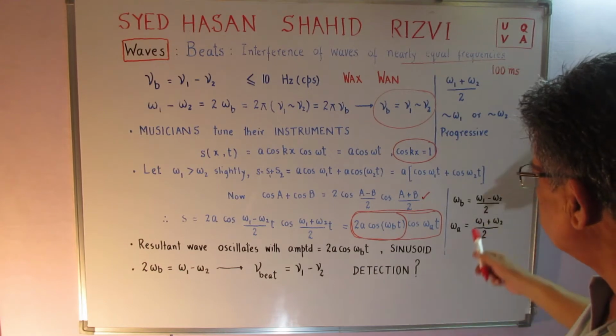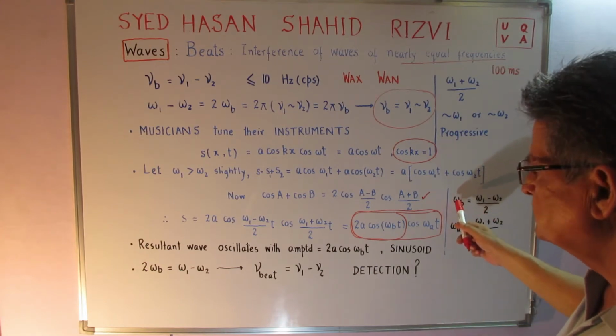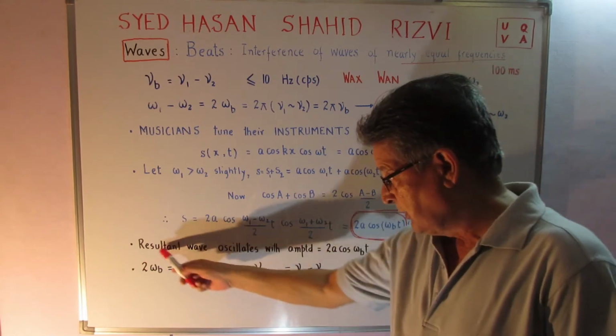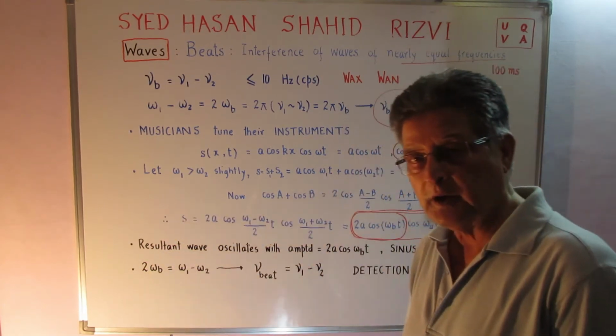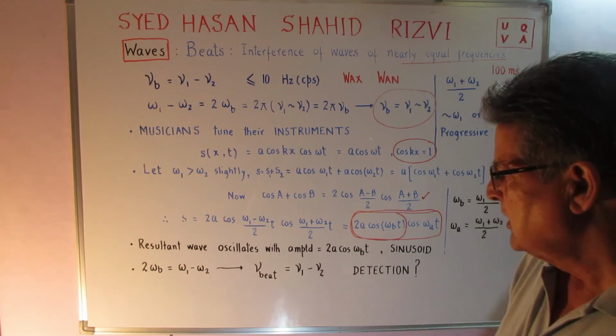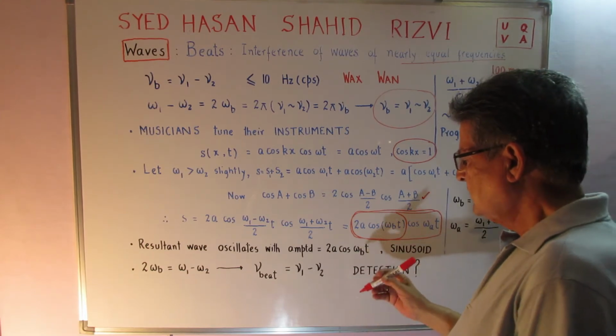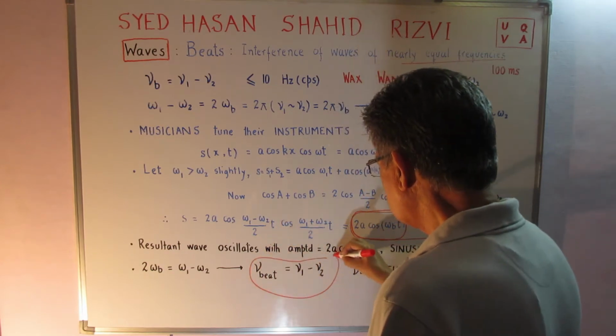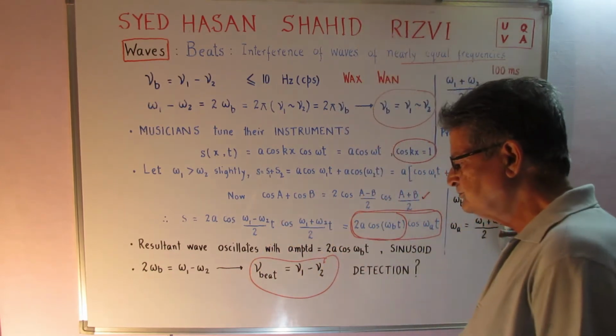Now 2 omega b is equal to omega 1 minus omega 2, and this is the beat frequency. This is due to the beat frequency. So I can find that the nu of the beat is equal to nu 1 minus nu 2.